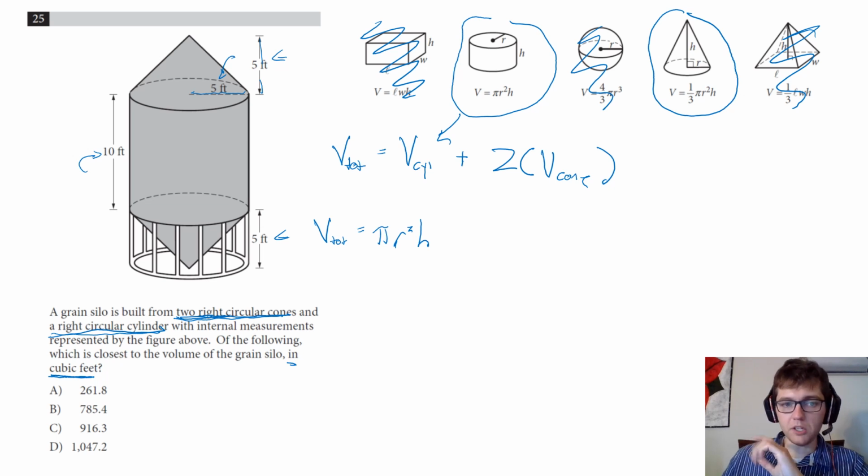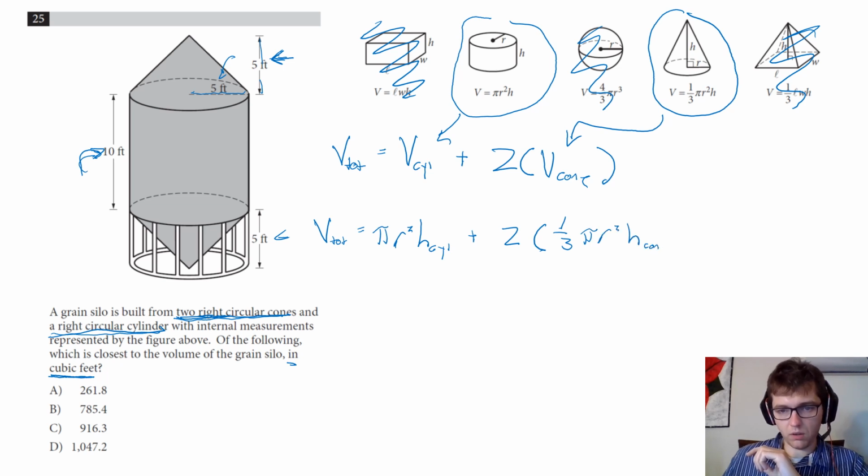And you have to be careful because there's different heights, right? The height of the cone is 5 feet. The height of the cylinder is 10 feet. So these are different numbers. The height of the cylinder plus 2 times, plug this equation in, 1/3 pi r squared times height of the cone. Plug in numbers for that. If you'd like, you can just go ahead and plug this into your calculator right there. On your test, you don't necessarily have to write it out yourself, but I will just for clarity.